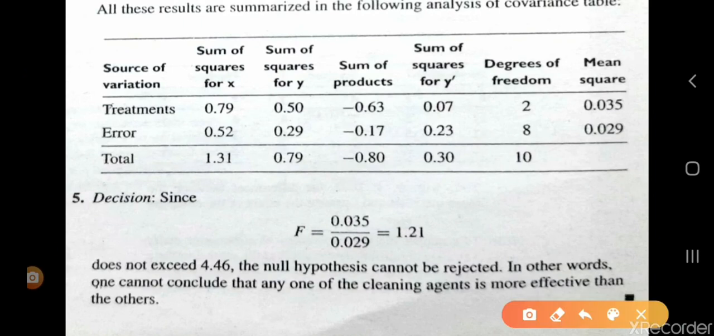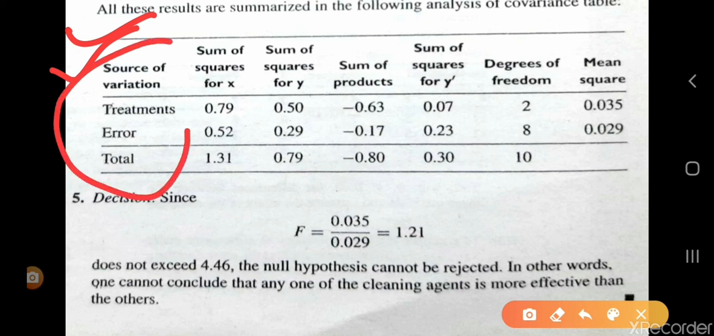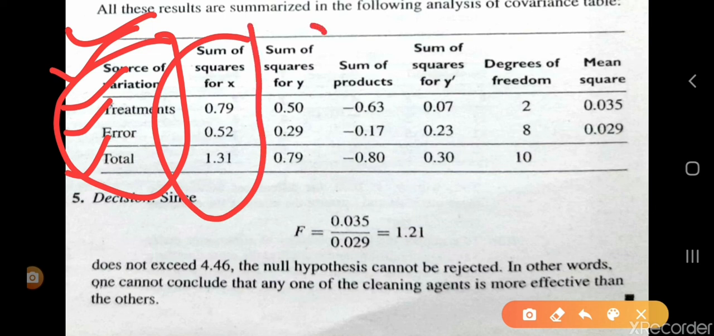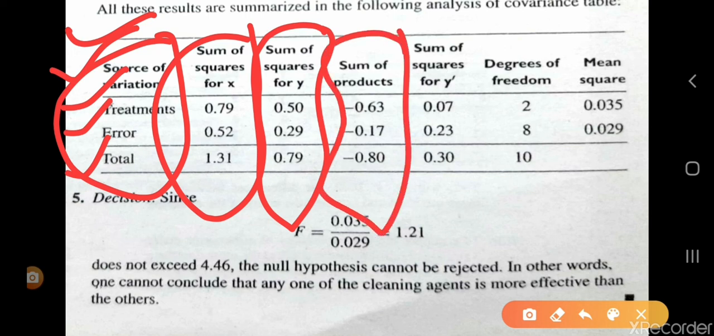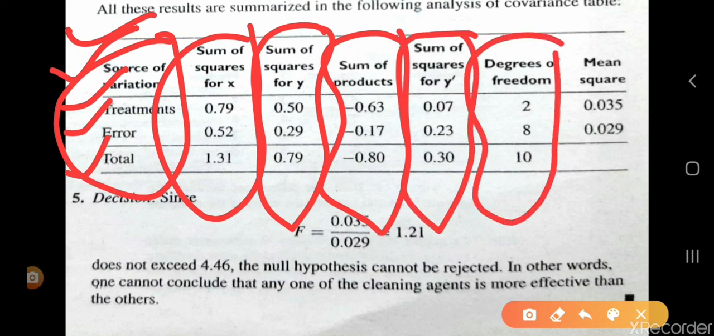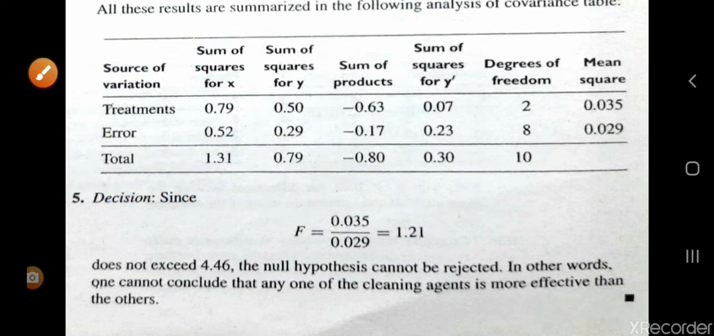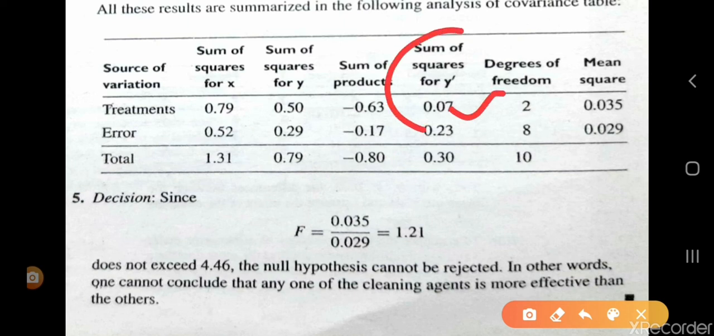So this is the summarized table for analysis of covariance. The sources of variation are the same: treatment, error and total. And these are the sum of square values for x. These are sum of square values for y, and the sum of square for product you have calculated. We are directly putting these values in the final table, and this is the adjusted sum of square and their respective degree of freedom. The mean sum of square will be this adjusted sum of square divided by its degree of freedom, which will give us the mean sum of square for treatment and error.